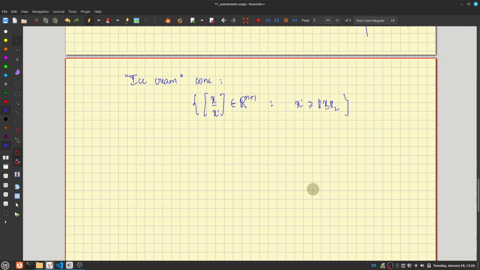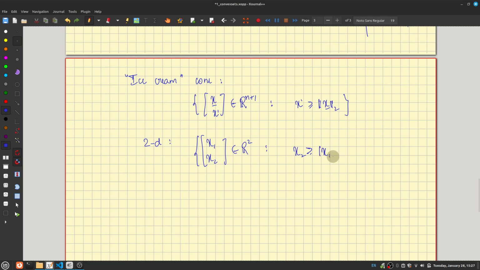Let's see what happens in 3 dimensions, or let's even take 2 dimensions first. n plus 1 is equal to 2. Okay. So in 2 dimensions, this is the set of all (x1, x2) in R^2 such that x2 is greater than or equal to mod x1.